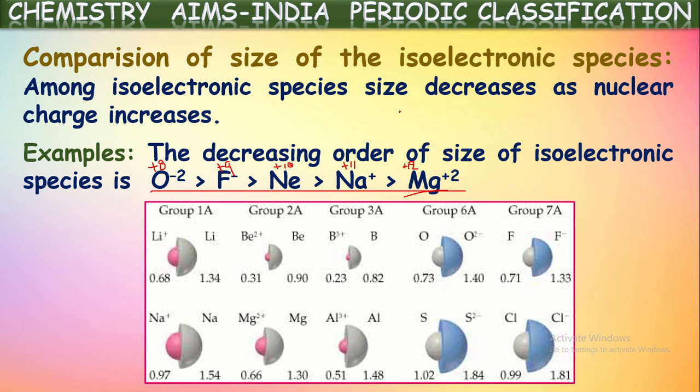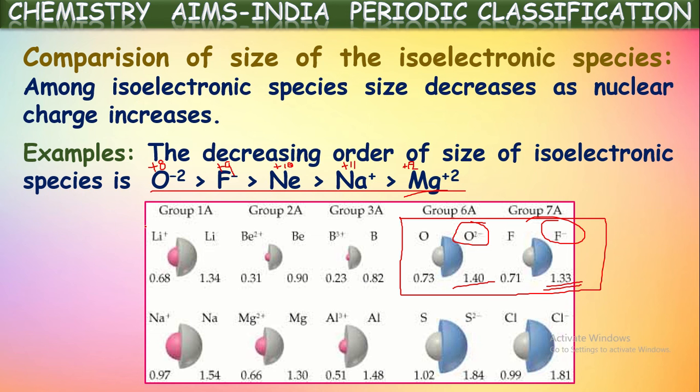Okay, you can observe here some species are given. If you observe these two, O minus 2 and F minus, these two are isoelectronic. But nuclear charge is greater for F minus, plus 9 units, whereas for O minus 2 it is only plus 8 units. So nuclear charge is greater for F minus. That is why its size is smaller, and its atomic radius is small.